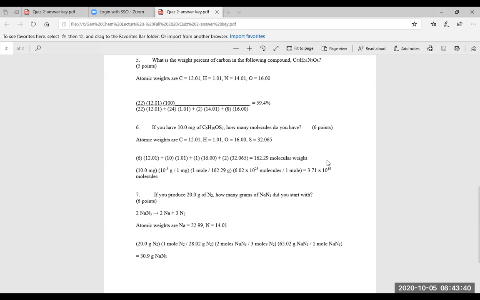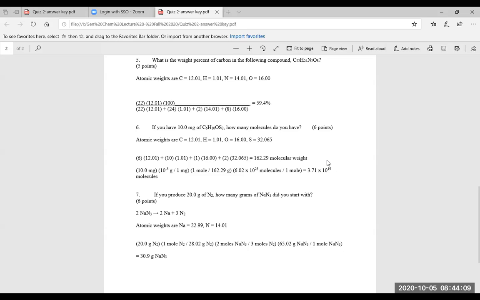So you use that ratio of 1 mole of this compound is this many grams to then convert grams to moles. And then here's where Avogadro's number came into play, needing to remember that that's 6.02 times 10 to the 23rd molecules per mole. If you do that math correctly, then you would get 3.71 times 10 to the 19.